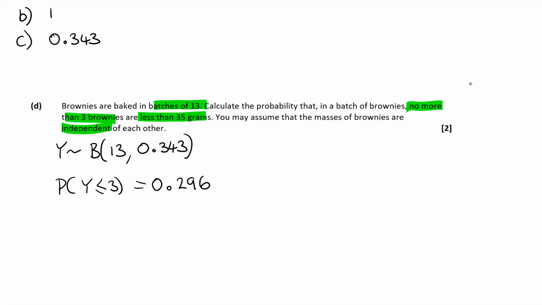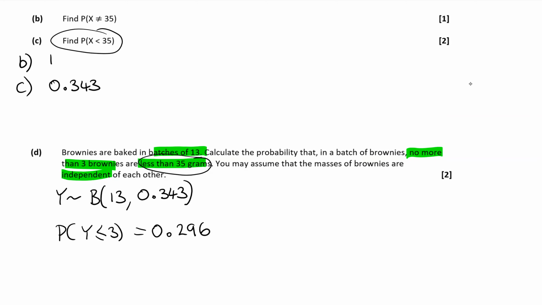So just always be on the lookout for, especially this bit where it says less than 35 grams. You should be thinking, have I just already worked that out? And then this is where you need to think of this as a binomial distribution.